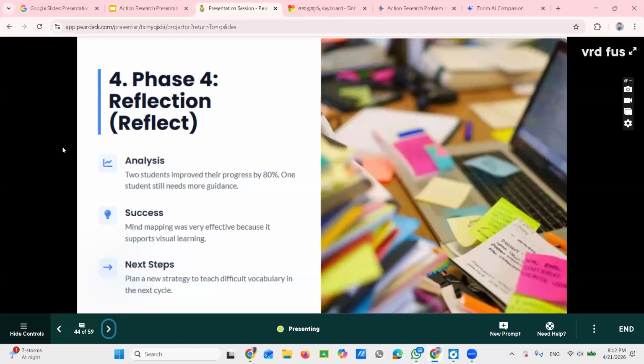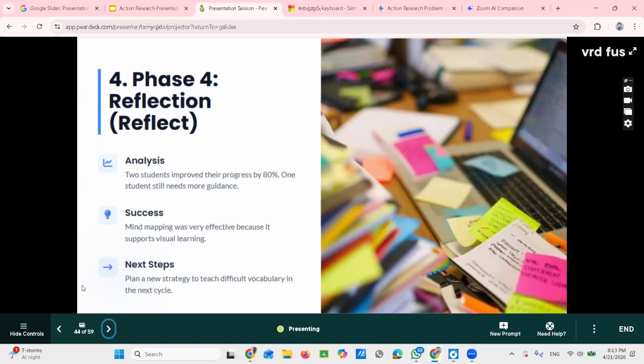Then the next step: plan a new strategy to teach difficult vocabulary in the next cycle. Maybe the remaining 20%, that one student, is because of the difficult words, difficult vocabulary. Therefore, the teacher wants to take some action to develop the difficult vocabularies. And also the teacher has to think what guidance should be given to the other student. In this case, the teacher should do the next cycle also.